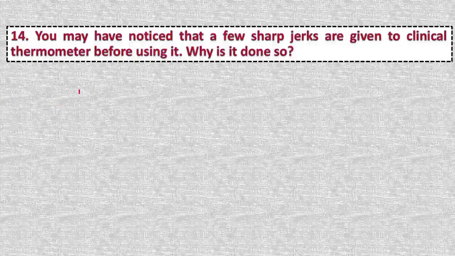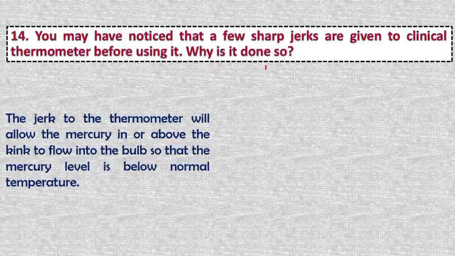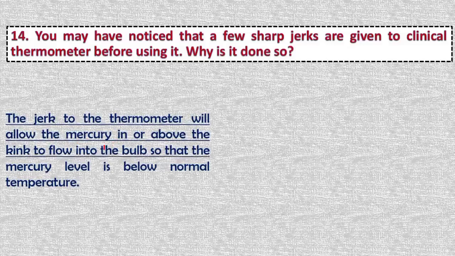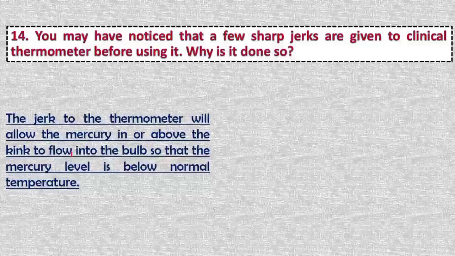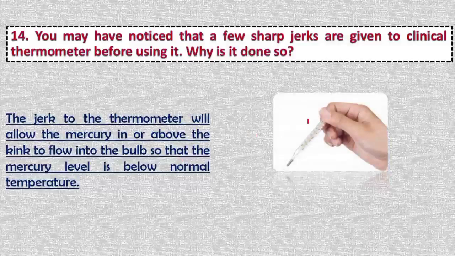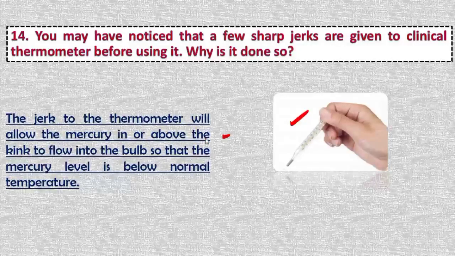You may have noticed that a few sharp jerks are given to clinical thermometers before using it. Why is it done so? Because the jerk to the thermometer will allow the mercury in or above the kink to flow into the bulb so that the mercury level is below the normal temperature. To bring it below the normal temperature of 37 degrees centigrade, we are giving a jerk before we use it. That is the reason for this action.